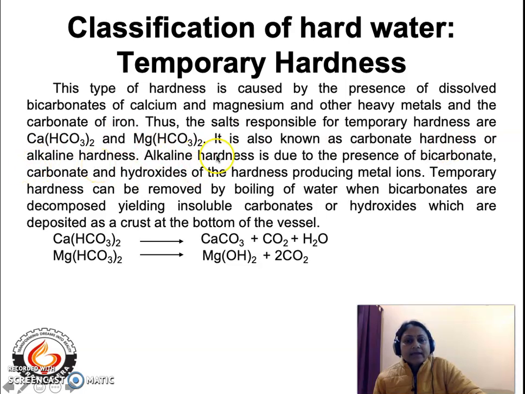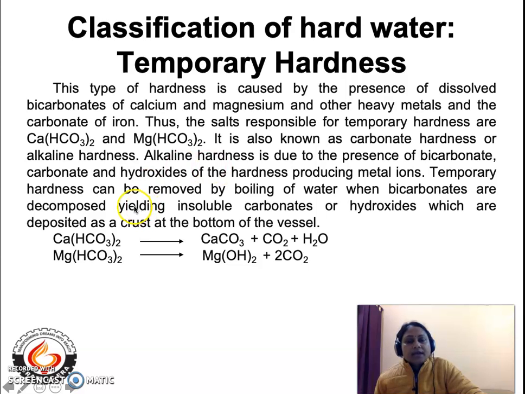Now, alkaline hardness is because of the presence of the bicarbonates, the carbonates, and the hydroxides of the hardness producing metal ions. We know that alkalinity is because of the presence of the bicarbonates, the carbonates, and the hydroxides, and hence temporary hardness is also called the alkaline hardness.